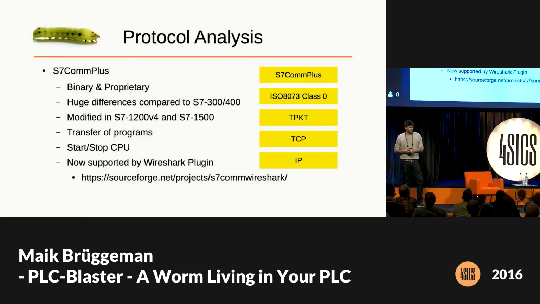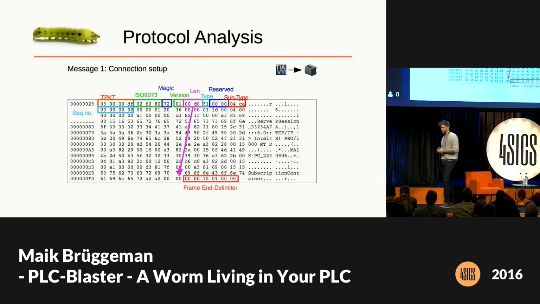It is called S7COM+. It is a binary protocol, and there's no public documentation available on how this protocol is working. It has huge differences compared to the old S7 300, 400 protocols, and it allows us to do a lot of things. For example, you can start the CPU, you can stop the CPU, you can change the outputs, and in addition, you can transfer programs onto the PLC and back from the PLC to the engineering station. Now, I show you what we found out about this protocol, how we reverse engineered this protocol.